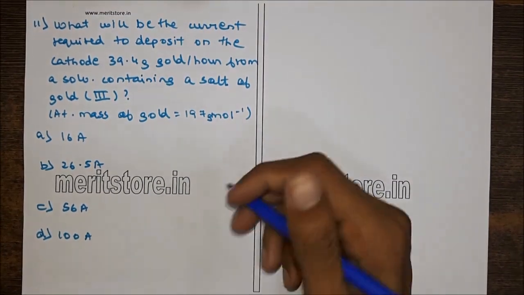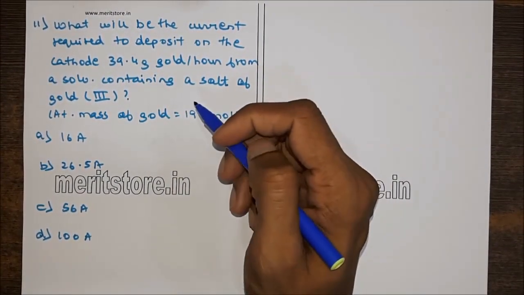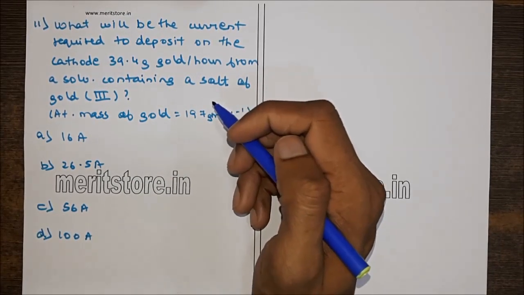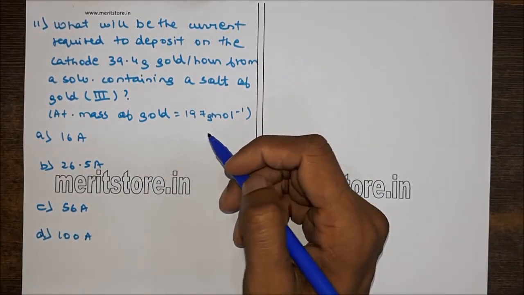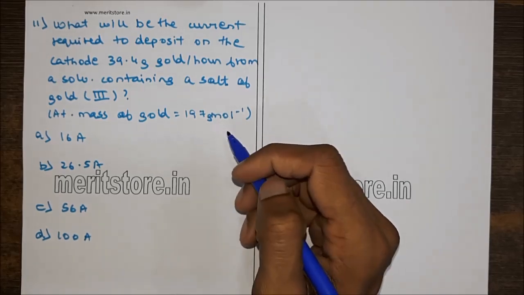Question 11. What will be the current required to deposit on the cathode 39.4 grams of gold per hour from the solution containing a salt of gold, where the atomic mass of gold is given as 197 gram per mole.